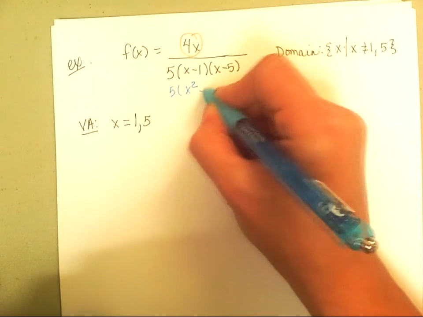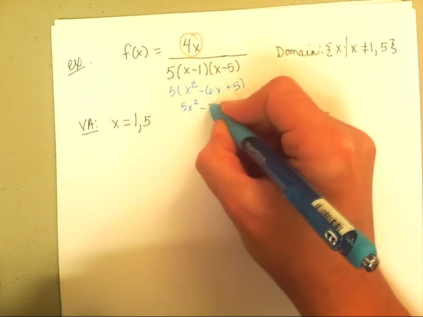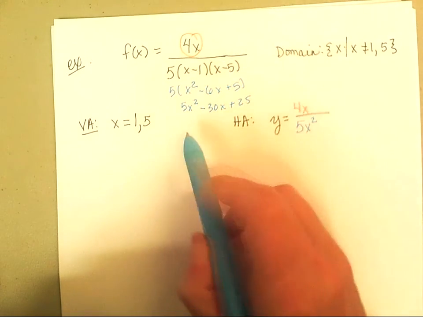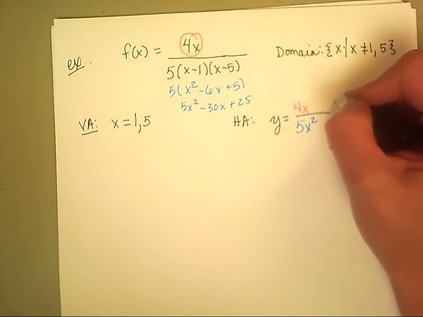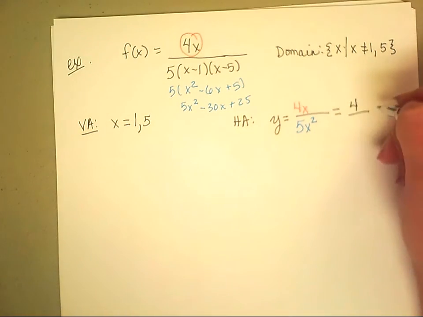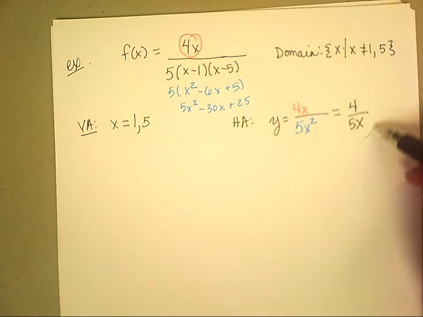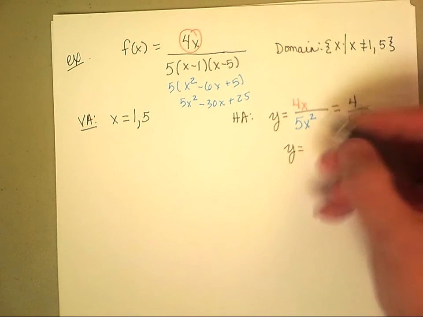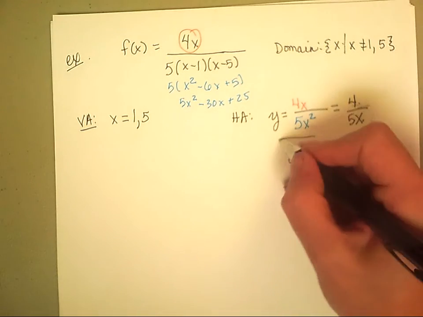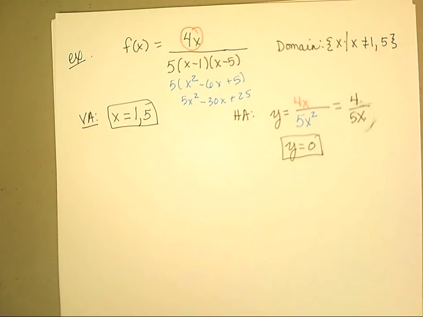Right, 5 times x squared minus 6x plus 5. Once you distribute it through, we get 5x squared minus 30x plus 25. But we don't care about the rest of this. We just care about the dominant term. So if you were to reduce this, we get 4 over 5x. And here, the denominator still dominates. That is, if x goes to infinity, we're going to get 1 divided by infinity, which is basically 0. So we know our vertical and horizontal asymptotes.